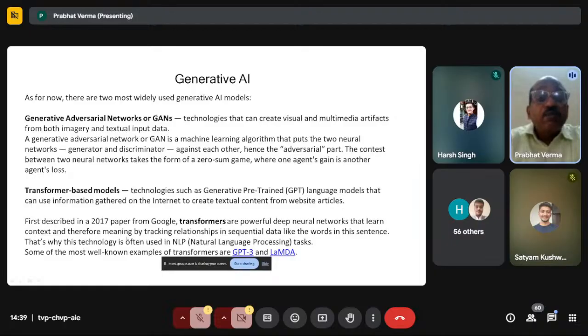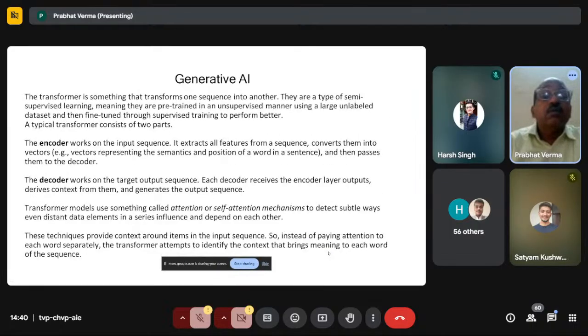And therefore it works by tracking the relationship in sequential data, like words in a sentence. That is why this technology is often used in NLP tasks. Right, so some of the most popular examples are GPT-3 and LaMDA. Right, so it makes use of encoders and decoders, the transformer. Transformer is the building block, which makes use of the encoder.